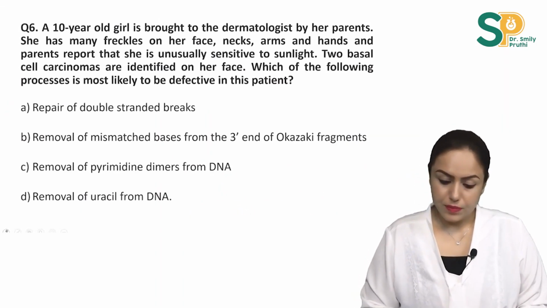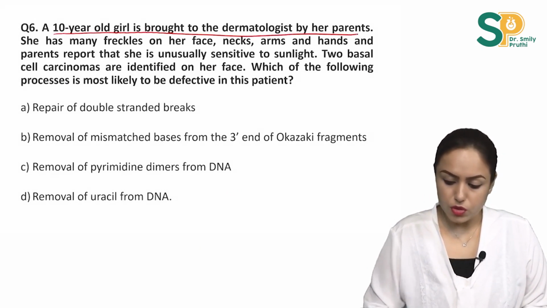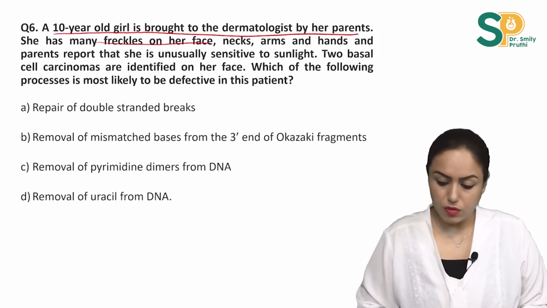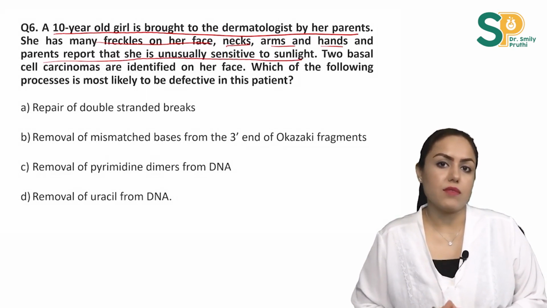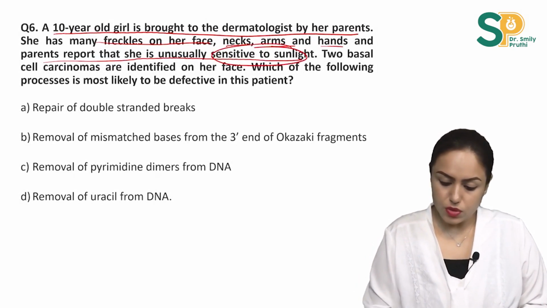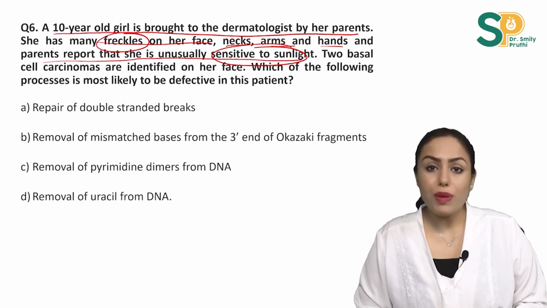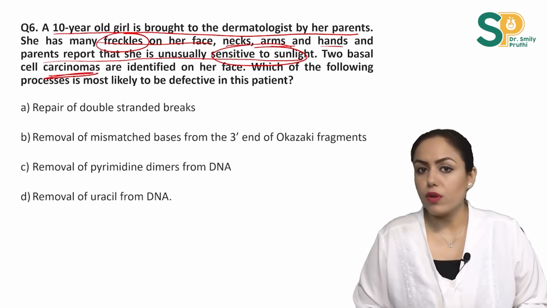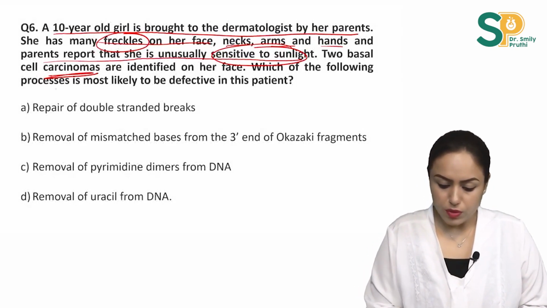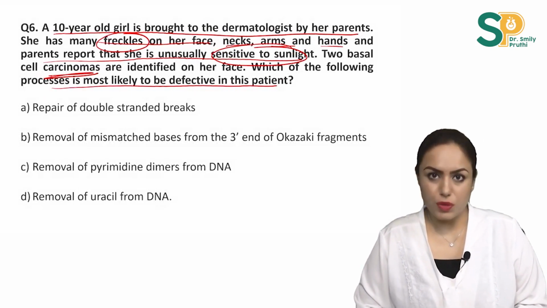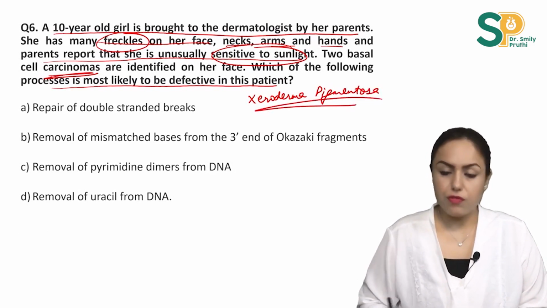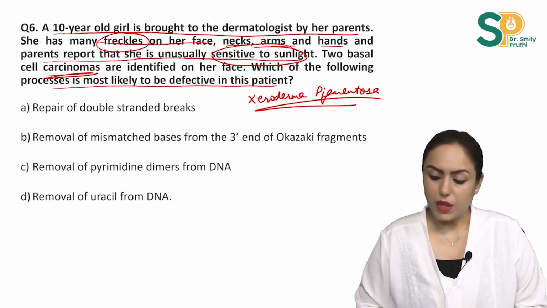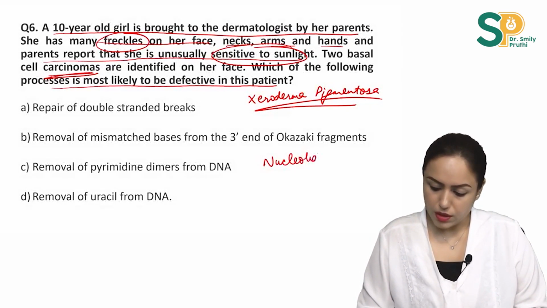Coming to question number 6, a 10-year-old girl is brought to dermatologist by her parents. She has many freckles on her face, neck, arm, hair, hands, and parents report that she is unusually sensitive to sunlight. So, sensitivity to sunlight and freckles. 2 basal cell carcinomas are identified on her face. Which of the following processes is most likely to be defective in this patient? This is a case of xeroderma pigmentosa, which is a defect in DNA repair mechanism, that is nucleotide excision repair.